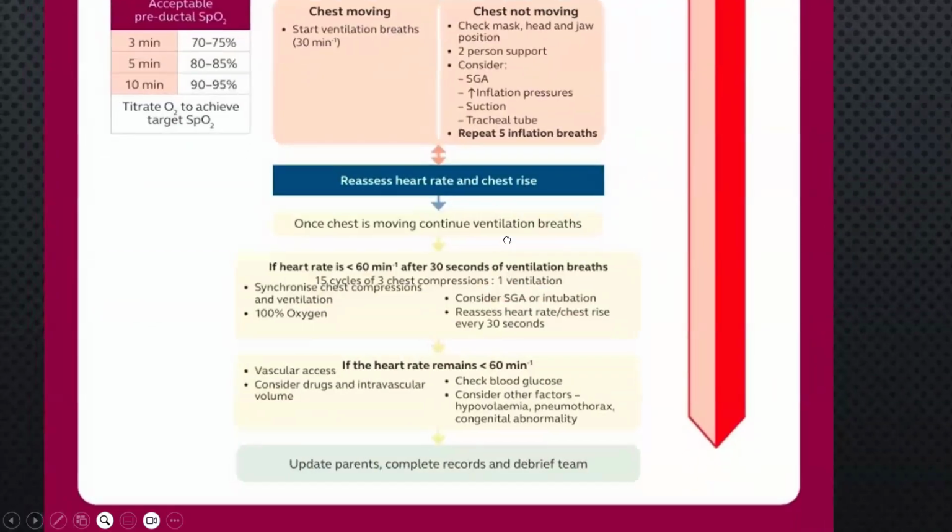So regarding the reversible causes, what are the reversible causes? Blood sugar, hypovolemia, pneumothorax, congenital abnormality. Did they mention hypoxia here? No, you did not mention hypoxia. So that is a mistake here. You should say, I will consider the cardiac arrest causes. What about blood sugar?